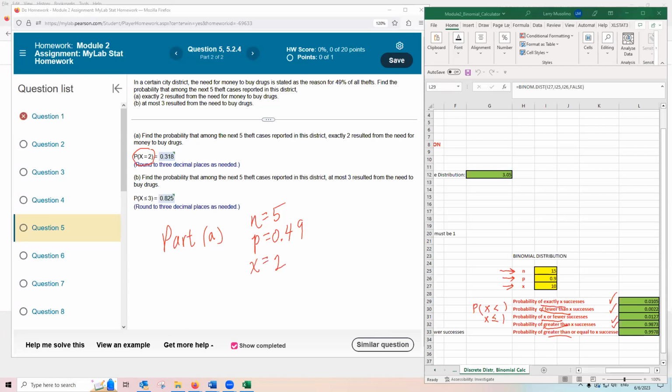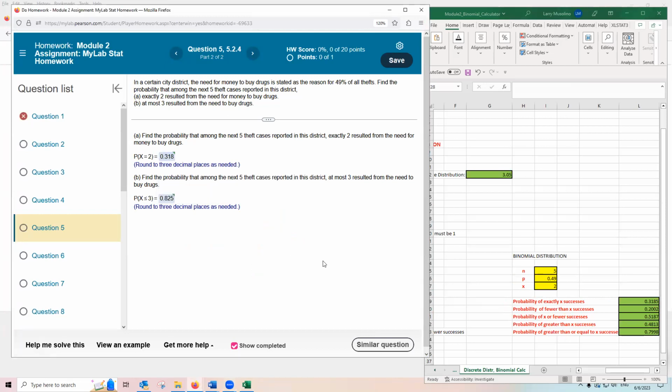Instead of using the messy formula, I'm just going to let Excel do the work for us. So let me go to Excel. And let me come over here to this first yellow box. Our N is 5. Going to the second yellow box, P is 0.49. And for the third box, X is 2. And I want to get this first answer here for the probability of exactly X successes. So our answer here is 0.318. All right, so that got us the answer for part A of the question.